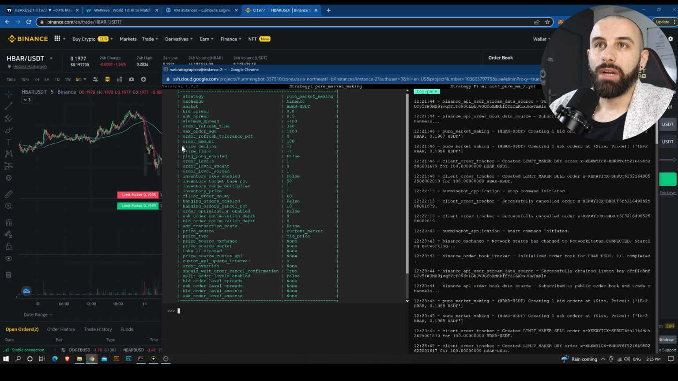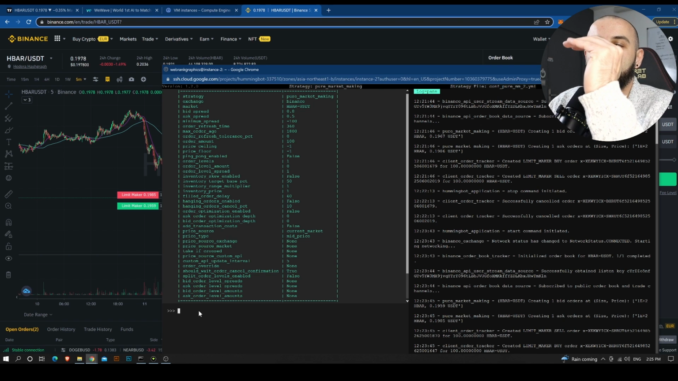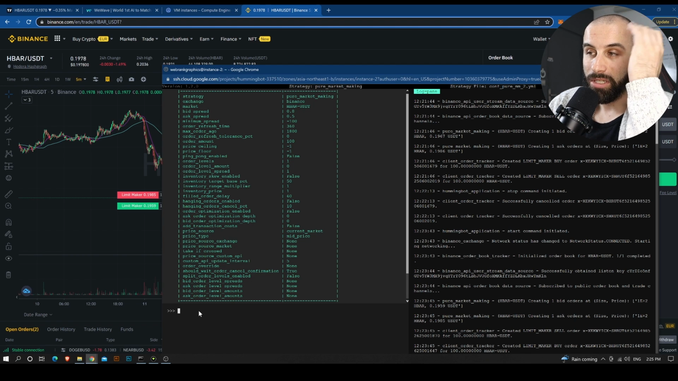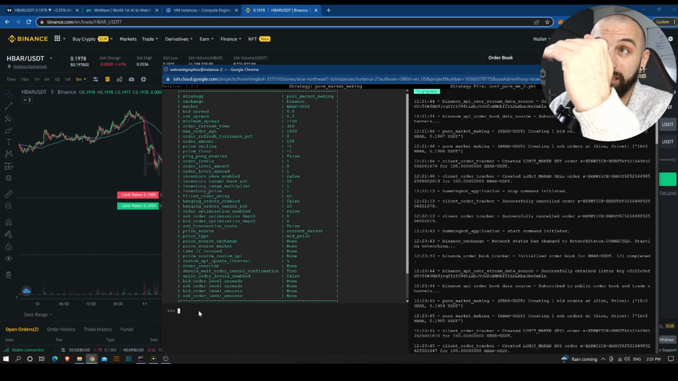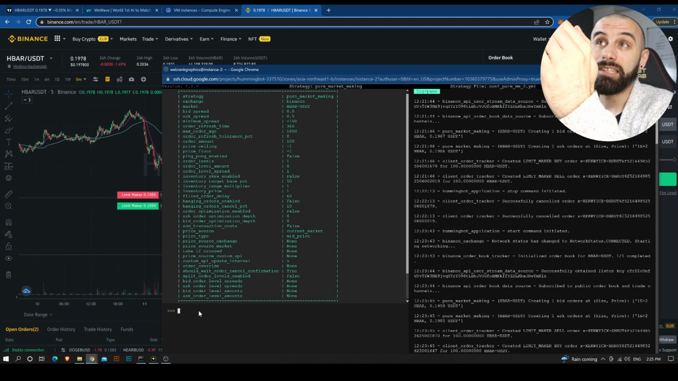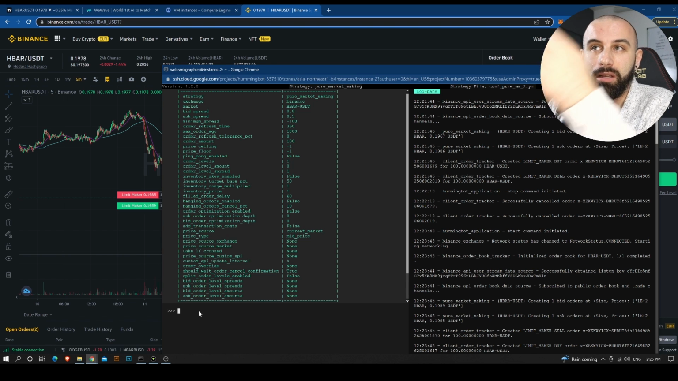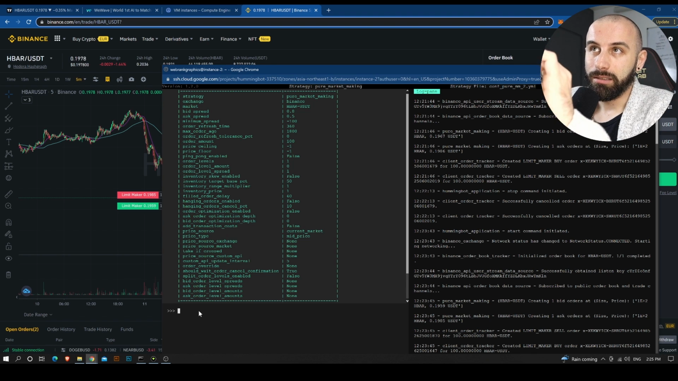And right now we have price ceiling and price floor. What does this mean? So price ceiling means that if we pass a certain level on the higher side, I will not buy anymore. Now this sounds insane because, well, if we pass a certain ceiling on the higher side, it means that we have a breakout. And why shouldn't we buy? Well, the market making mindset says otherwise.